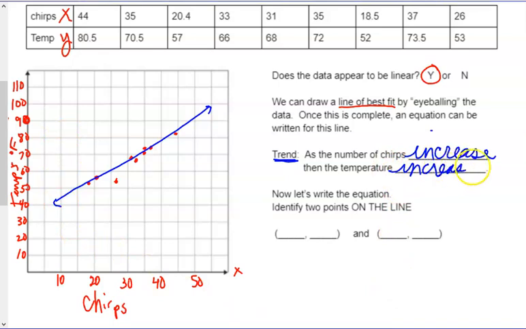A lot of times if we have these kind of questions, you're looking at kind of the behavior of the data. Does it go up? Does it go down? As one goes up, does the other go up? Or does it go down? So those are the types of questions that you want to kind of ask.